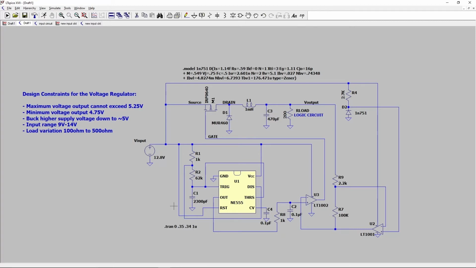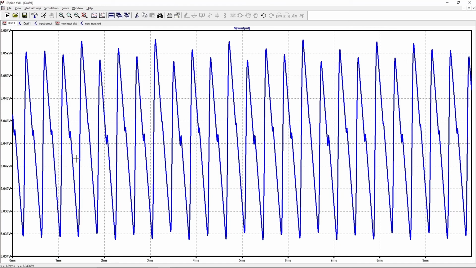Another design constraint for this regulator, we want to have load variation. So we want to be able to put different loads on the supply and still have the same output voltage. So you can see here, this is our output voltage. It looks a little messy, but it is right around 5 volts. It's only up or down a little bit, so it has very, very little ripple.